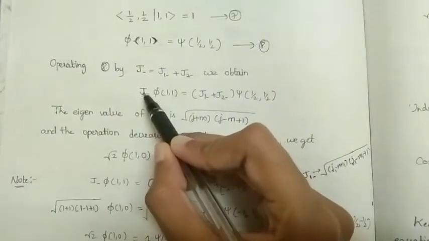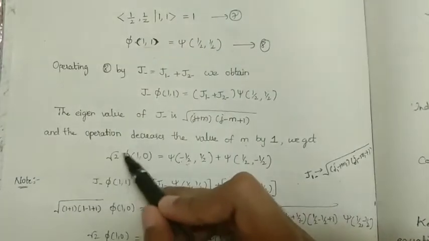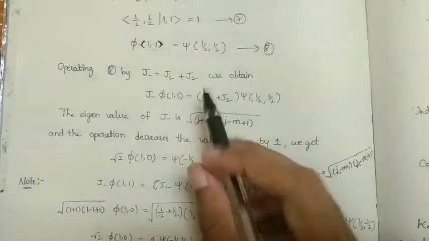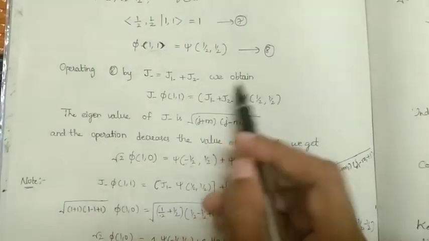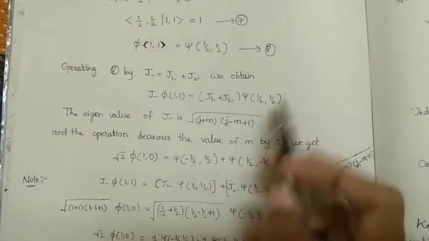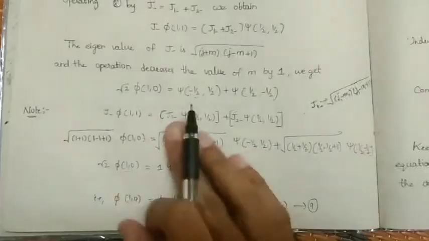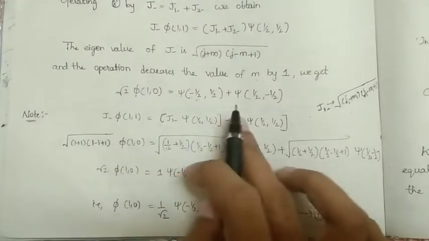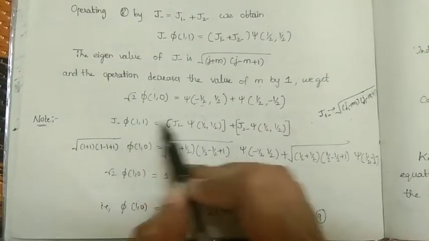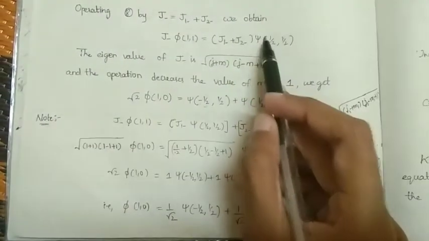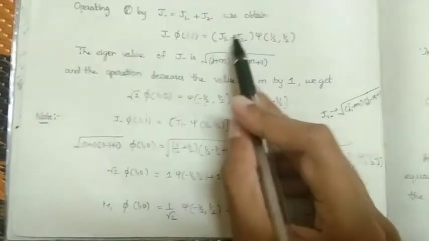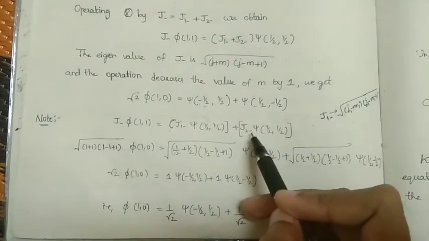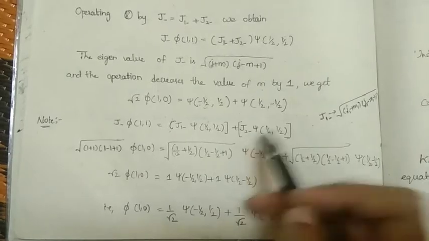So this would operate on this and give root 2 phi of 1 comma 0, and both terms separately would operate, and you would have this. How is this possible? Here we have the calculation, this is the thing we wanted to find out. j minus on phi of 1 comma 1, and j1 minus separately operating on the state of half comma half, and j2 minus separately operating on the state of half comma half.